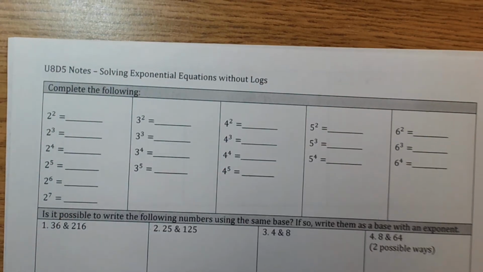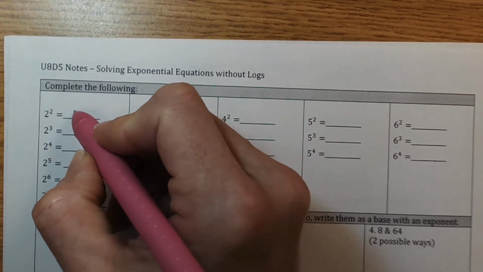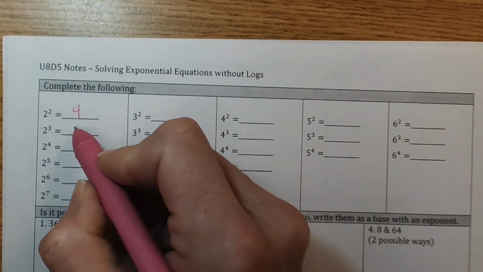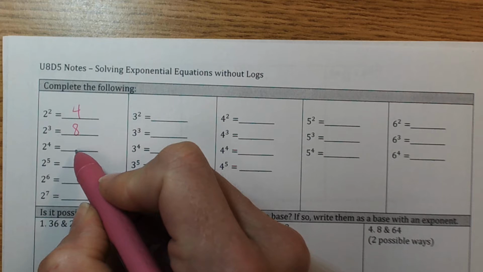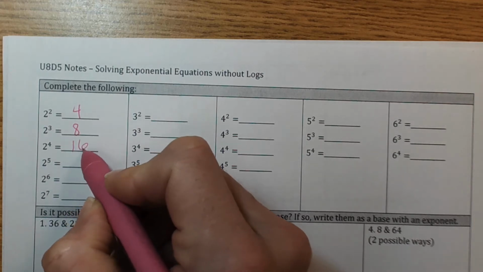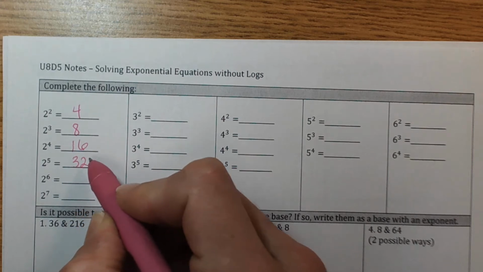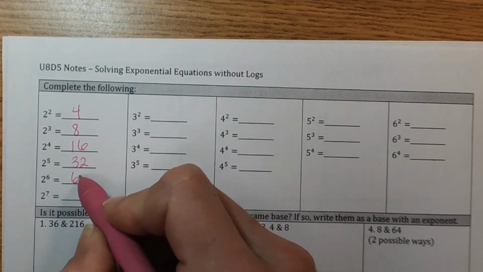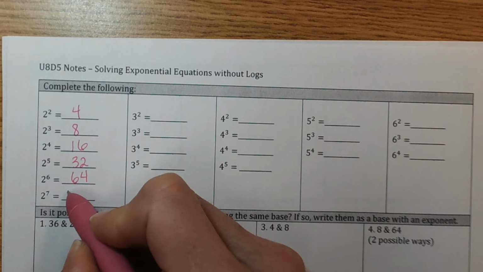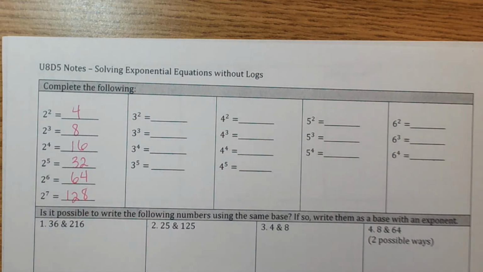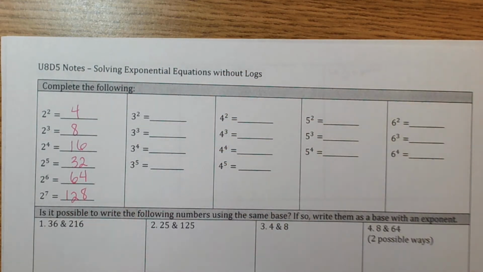Okay, so 2 squared is just 4. 2 to the third is 8. 2 to the fourth is 16. 2 to the fifth is 32. 2 to the sixth would be 64. And 2 to the seventh is 128. Okay, and remember, that's just multiplying by 2 every time.